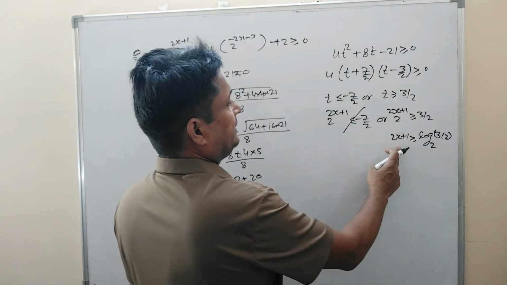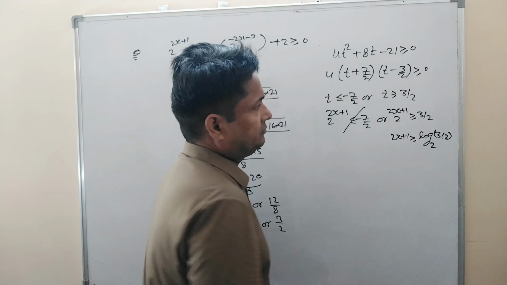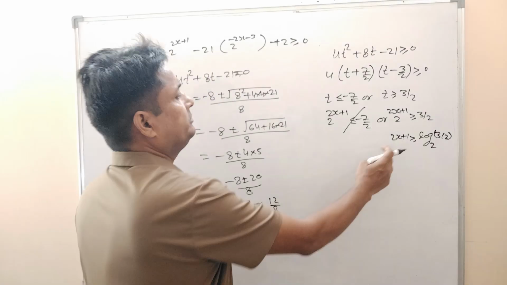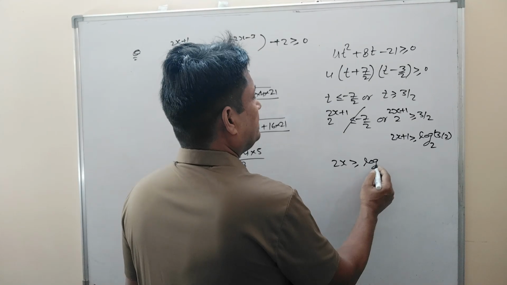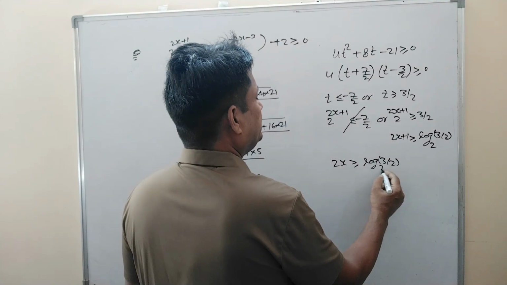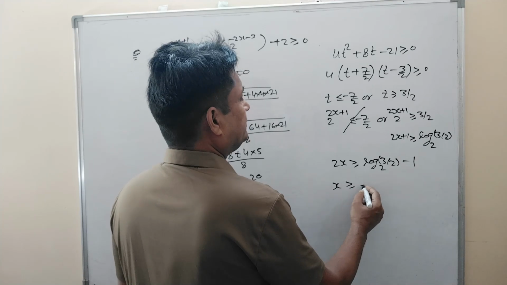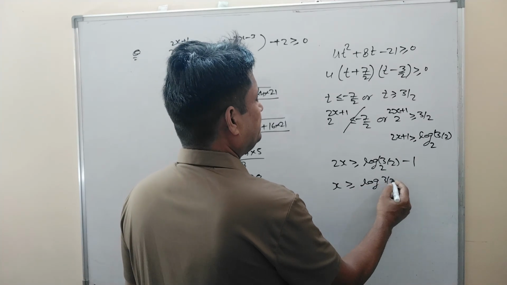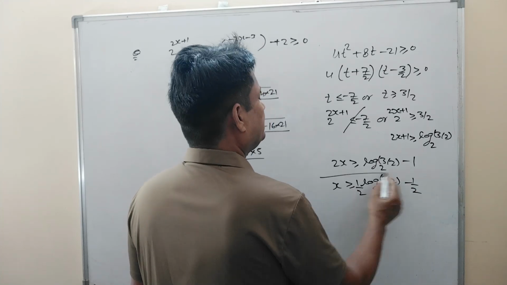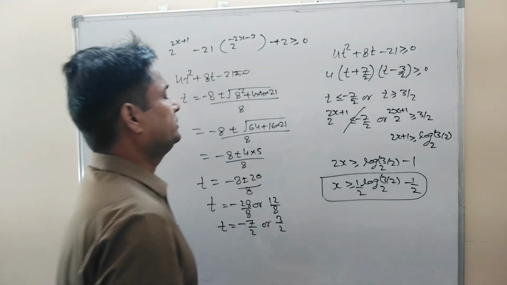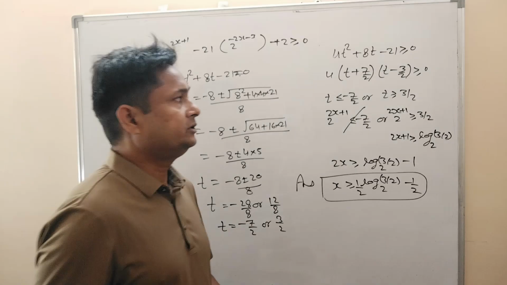So from here, x will be how much? 2x greater than or equal to log of 3 by 2 base 2 minus 1. So x will be greater than or equal to log of 3 by 2 base 2 divided by 2 minus 1 by 2. So this is our answer in this case. This is the final answer of this question.